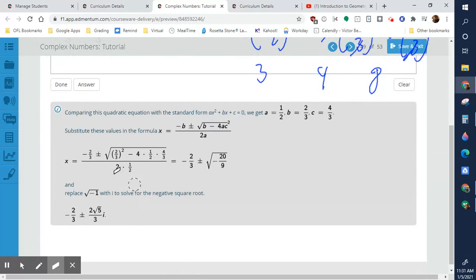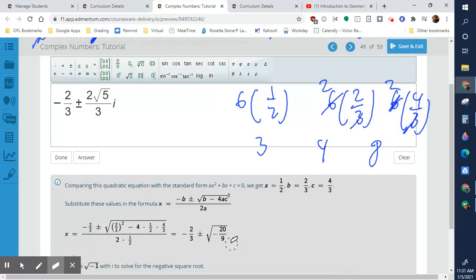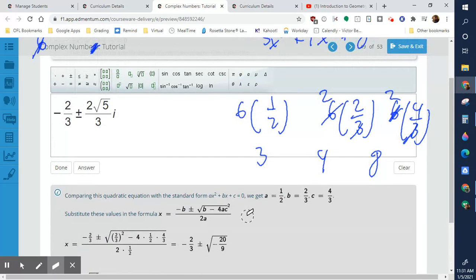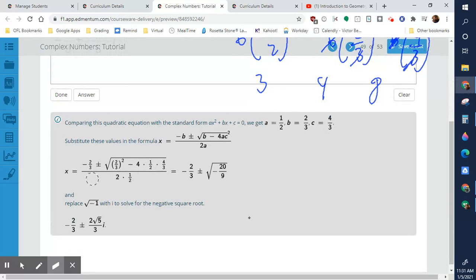And if I do that, what will end up happening is they skipped a lot of steps. I really hate how Edmentum skips these steps because I can see it, but if you need to see all the steps, you're going to miss out on it. So they did it with the fractions, and it looks terrible with the fractions.